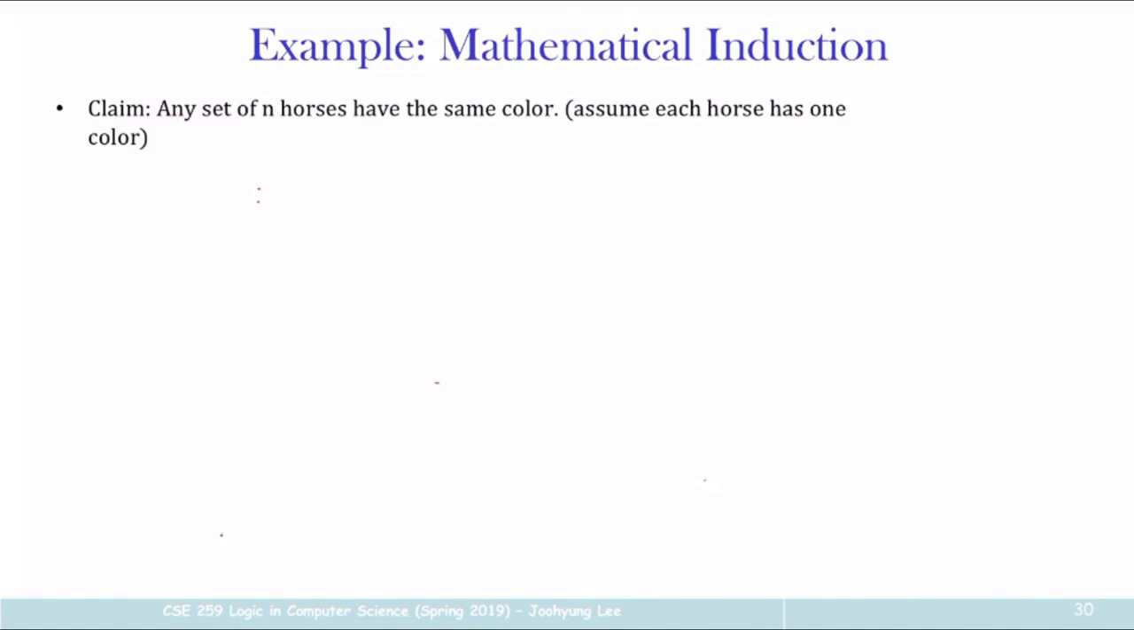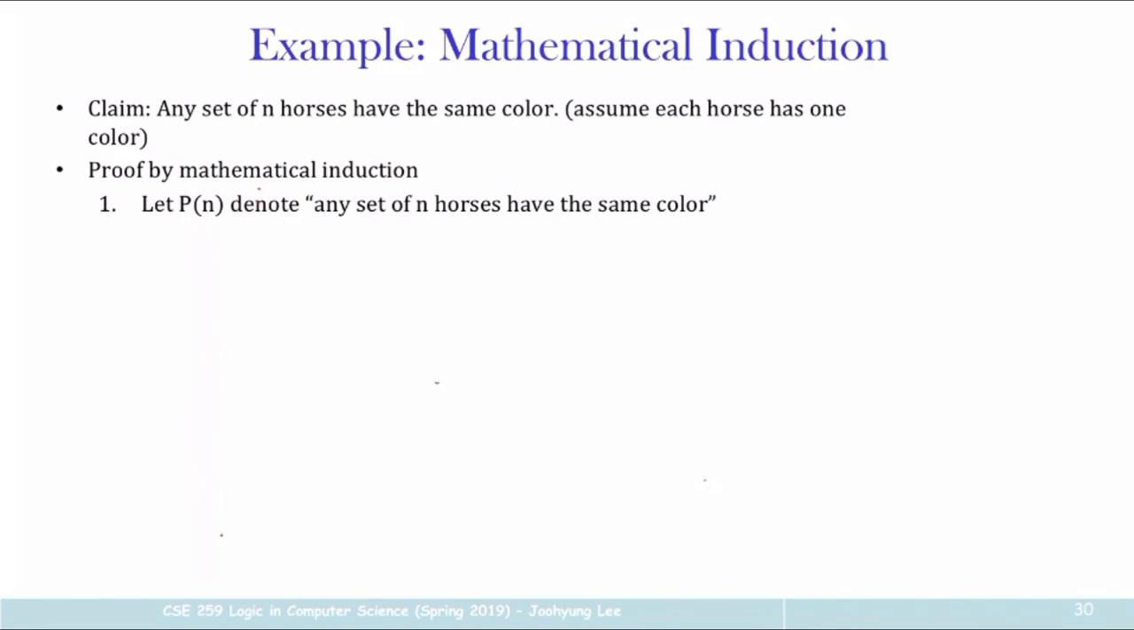Okay. So here is another proof. Any set of n horses have the same color. Okay? And we assume that each horse has only one color. So proof by mathematical induction. So we first need to identify what is P of n, right? So P of n is a declarative sentence that has a parameter n. So the claim here is any set of n horses have the same color.